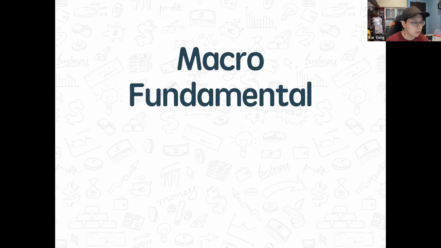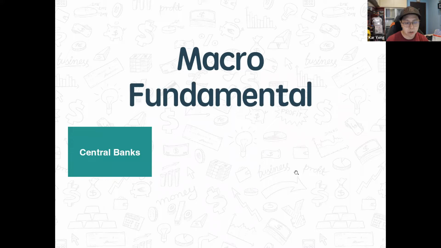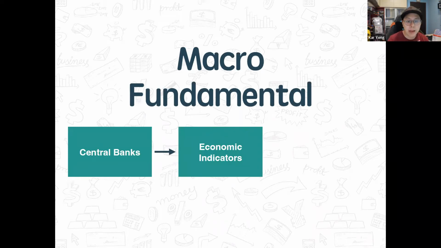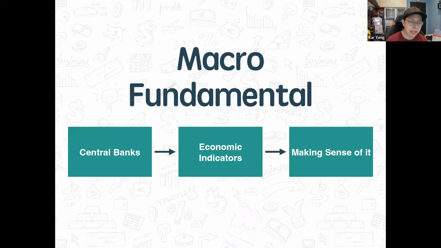If I break it down into big categories of things you need to take note of, the first one is the central bank. The second component is economic indicators. And the last component is to make sense of that information. So as a trader, as you approach the market and you want to understand the fundamentals, the market mechanics, you need to get a good understanding of these three components, right?